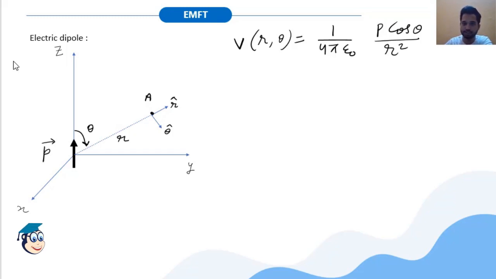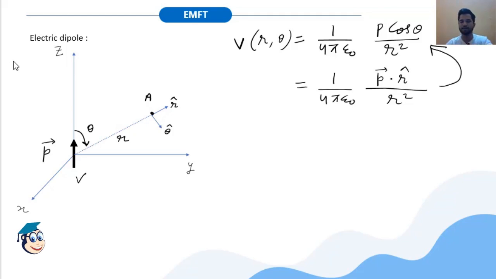This formula can also be written as 1 over 4 pi epsilon naught times p vector dot r cap divided by r squared. You can see p is in the z direction in this diagram, and when you take the dot product of p with r cap, you will get p cos theta. So this formula is equivalent, but it is the more general formula. You have to remember both formulas of potential.